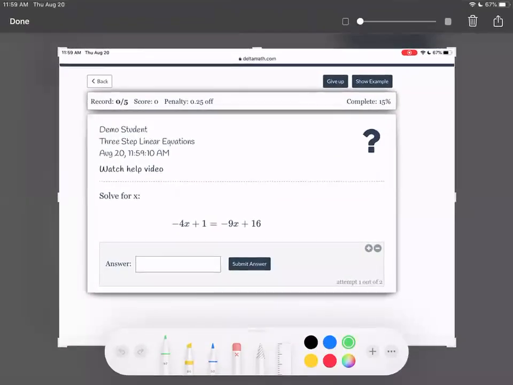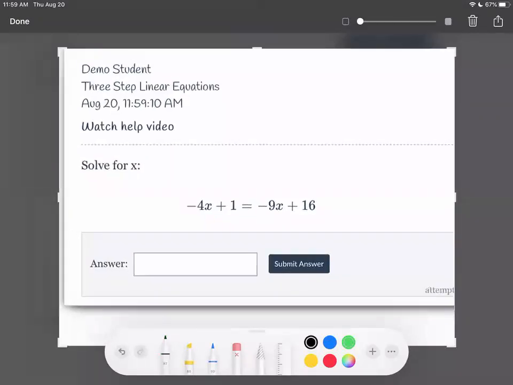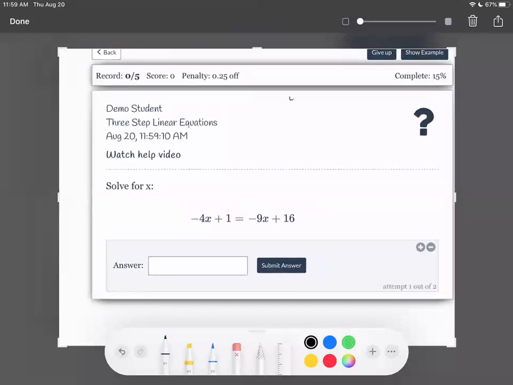I screenshotted this so that we can write on it more. Oops, I meant to zoom in. There we go. Here's our equation, and we're going to solve for x. I'm going to rewrite our equation so that I have more room: 4x plus 1 equals negative 9x plus 16.